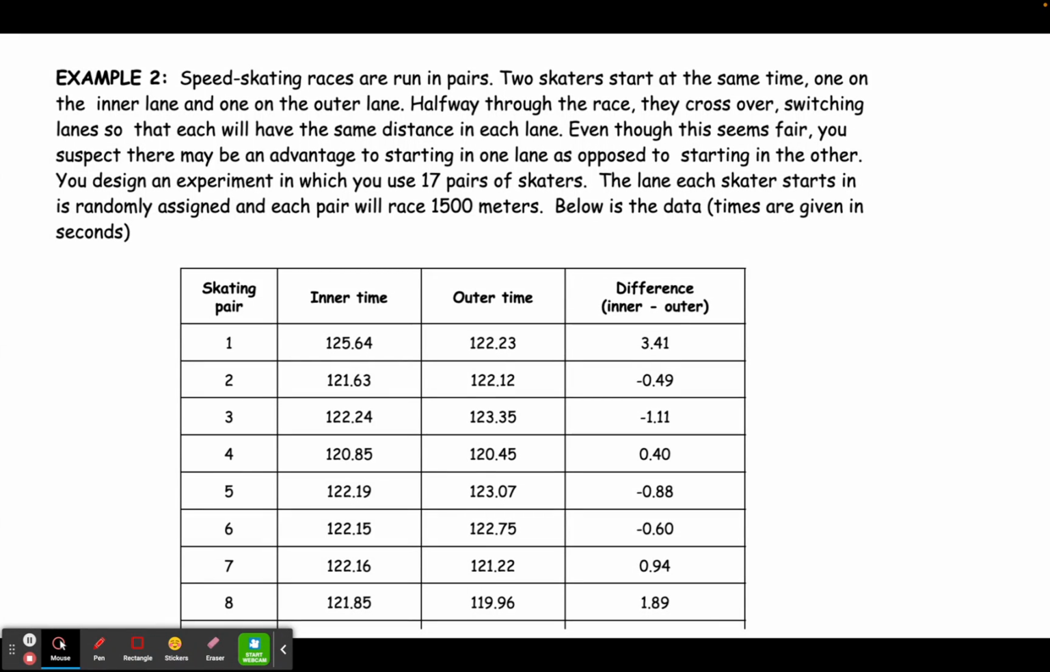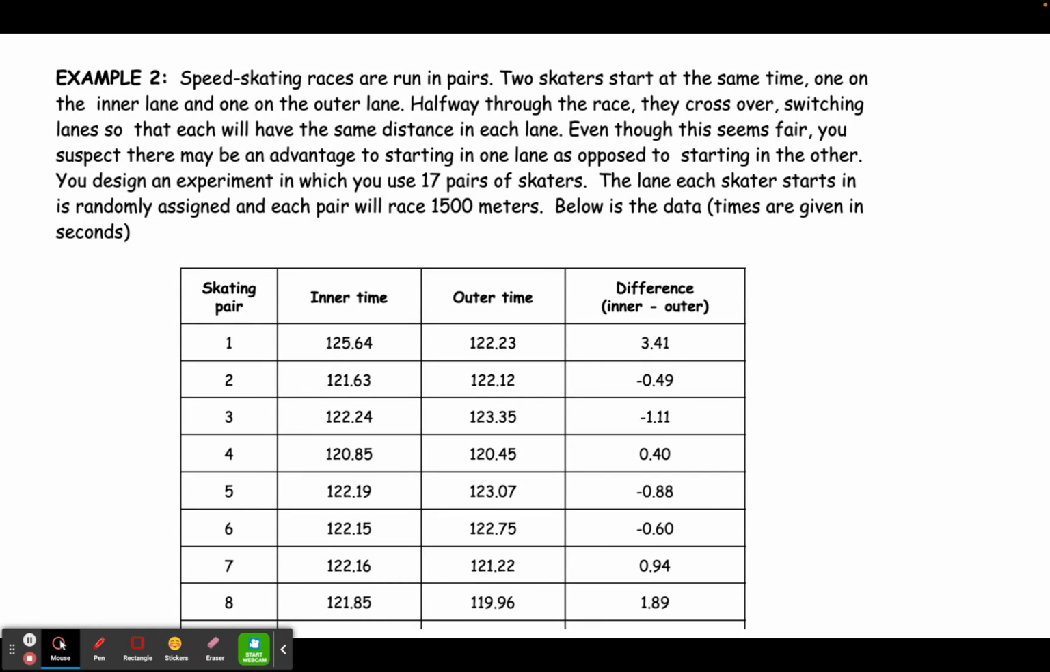So, for example, in skating pair number 1, the skater that started in the inner lane finished the race with a time of 125.64 seconds. The skater that started in the outer lane finished the race with a time of 122.23 seconds. And so the difference, inner minus outer, there is 3.41 seconds. And remember, when you are measuring race times, a smaller time means that that racer won the race. So in skating pair number 1, the skater that started in the outer lane was the winner, and they won by 3.41 seconds. Again, notice we have some positive and some negative differences.